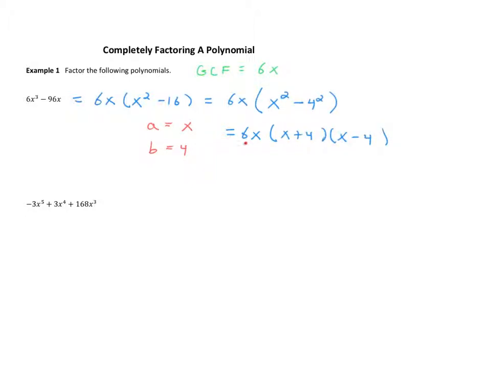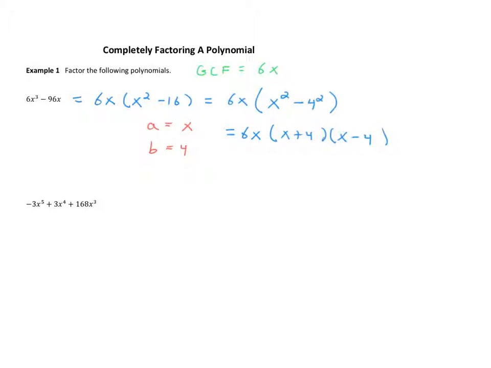I know a polynomial is completely factored when 6x can't be broken apart, and x plus 4 and x minus 4 can't either. We've taken it as far as we can go, and we've completely factored this expression. So now let's try this idea in this polynomial that has 3 terms.